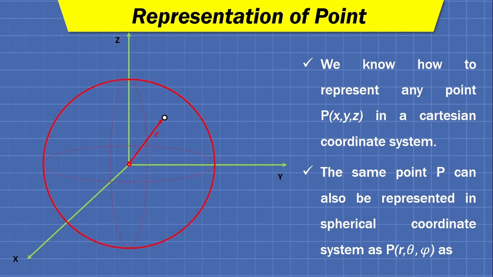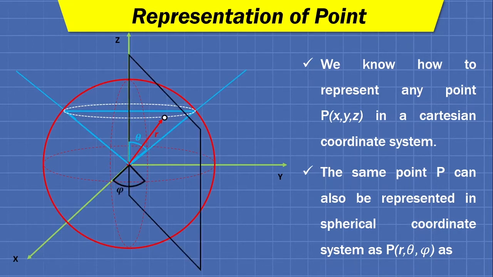Let us first imagine a sphere with some radius r which contains the point P. So the distance from the origin to point P will be the same as the radius of the sphere. Now the second surface is a right circular cone making angle theta with the z-axis, and the intersection of these two surfaces, a sphere and a cone, will give us a circle. And this point P will also lie on that circle.